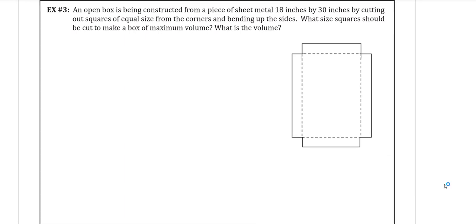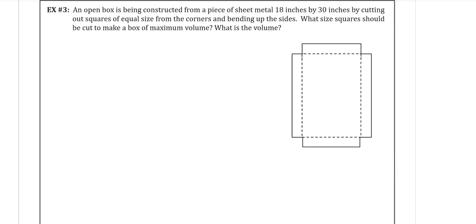Number 3. Okay, so we have an open box that's being constructed from a piece of sheet metal, 18 by 30 inches, and we're going to cut out the corners of equal size and bend up the sides to make a box with an open top. What size square should be cut to make the box of maximum volume, and what is that volume? Okay, so we did problems like this in pre-calculus.